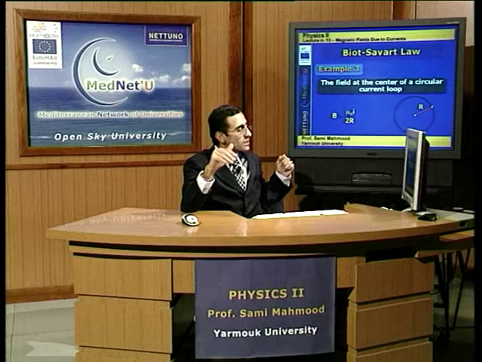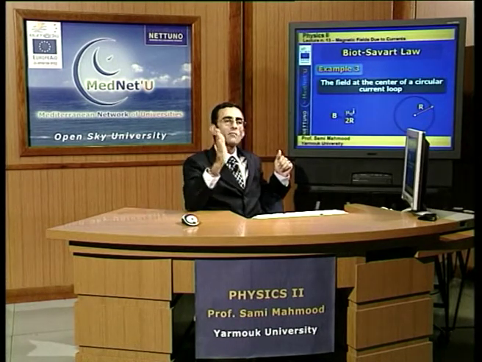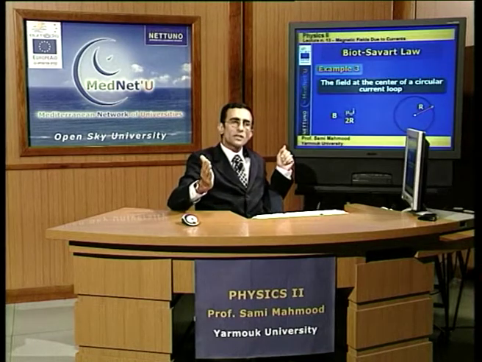And what is the direction of the magnetic field at the center? The direction is obtained by running our fingers along the loop in the direction of the current. Then the direction of the thumb gives the direction of the magnetic field at the center of the loop. So that way we obtain both the direction and the magnitude of the magnetic field produced by a current loop.